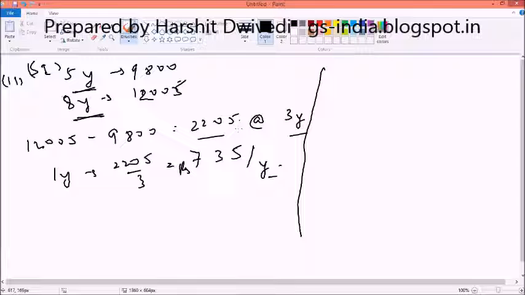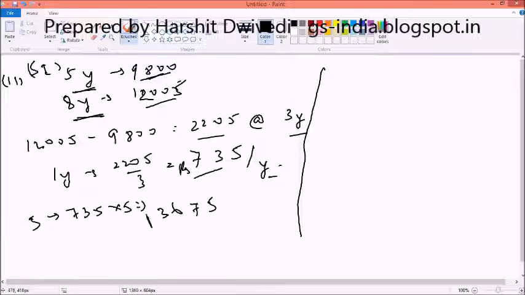Now this amount was after 5 years, and this amount was after 8 years. In order to calculate the rate of interest, we need to know the basic amount which was at the starting. So from this amount we have to go 5 years back. If 735 rupees is the interest per year, then for 5 years the interest will be 735 into 5, which is 3675 rupees. So for 5 years the simple interest will be 3675.